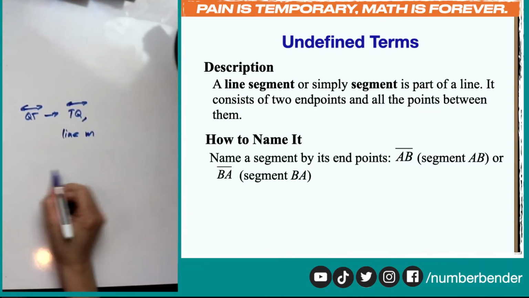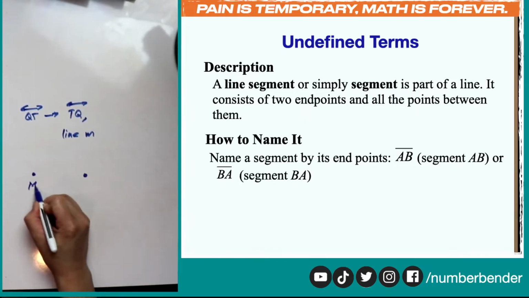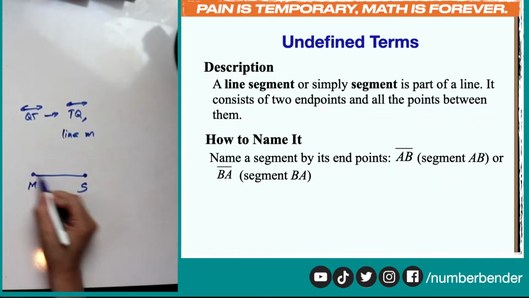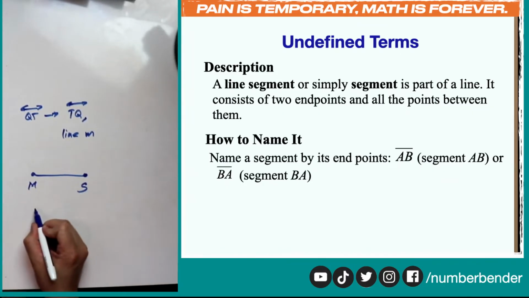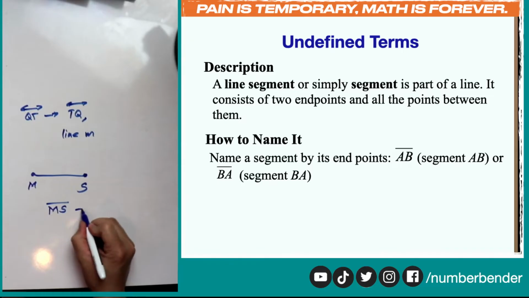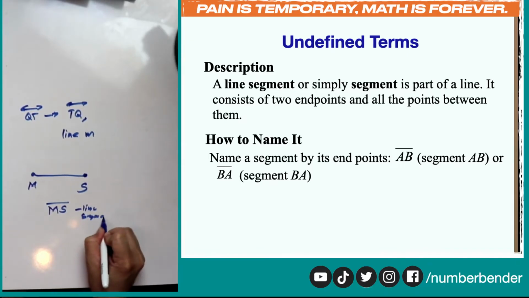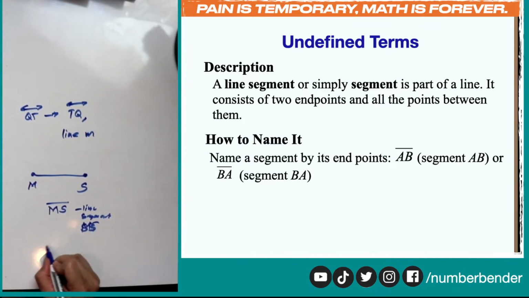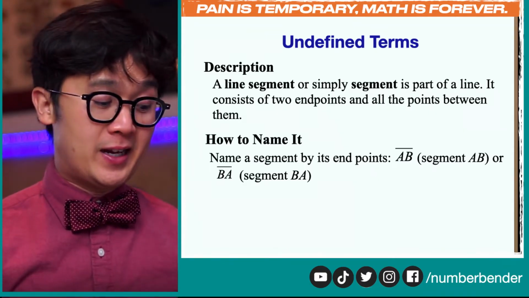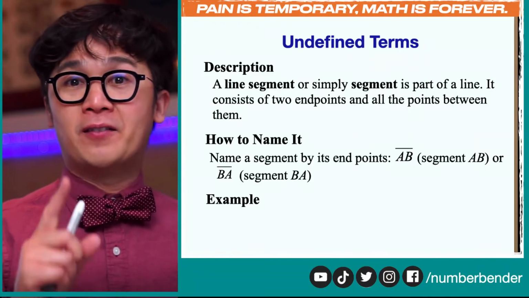So if we have a line, two endpoints, M and S, this is a line segment because we are seeing two endpoints here, and to write it out using the correct notation, we can write it out as MS. This is line segment MS, or SM. So you're not seeing it, but here, SM. So there, SM or MS, they are the same, and that's how we denote line segment in geometry. So in this case, we have line segment AB.